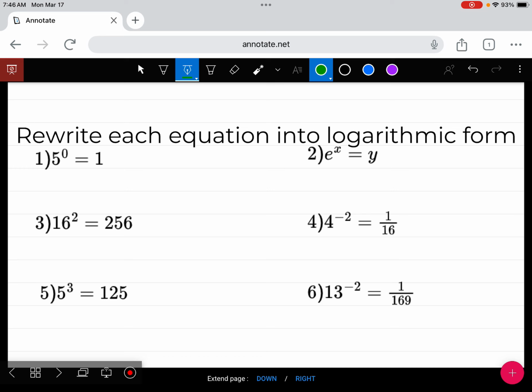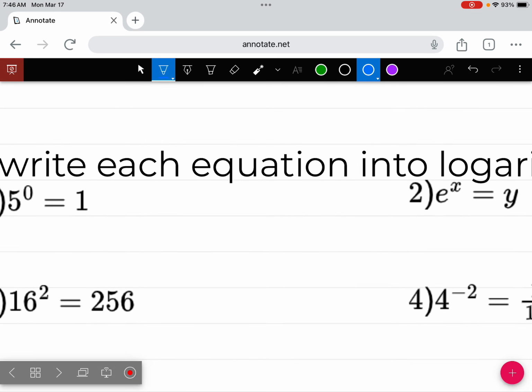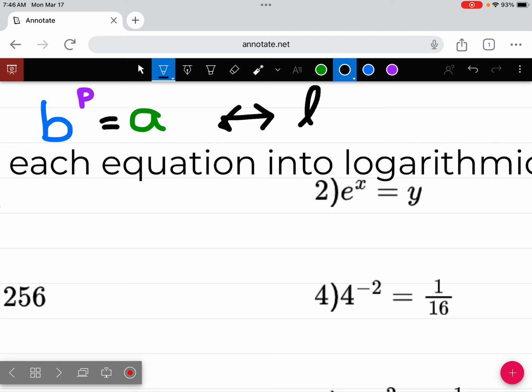So we're going to write each of these exponentials into logarithms. So I'm going to put our form up on the top. That was our B, P, A. We can switch it to our log form: log base B of A equals P.